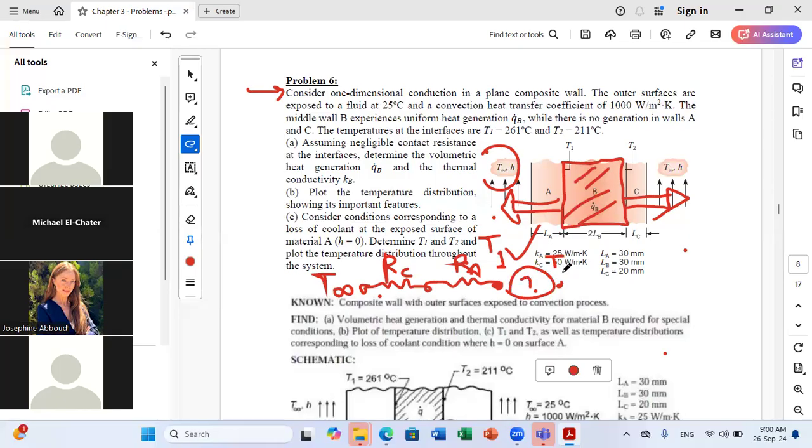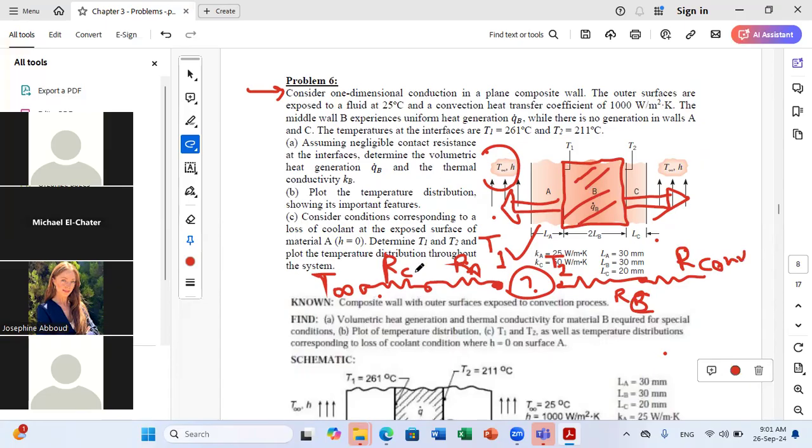Now from the other side, we have T2, we have the resistance to conduction in material B, and since we have material C, we have finally the resistance to convection.